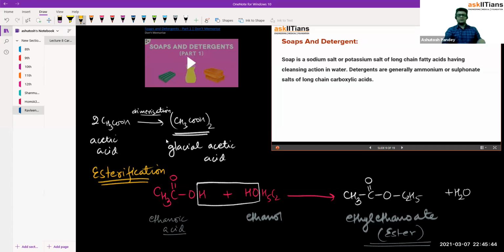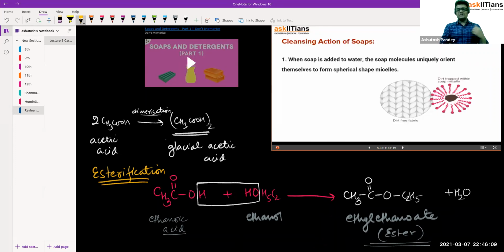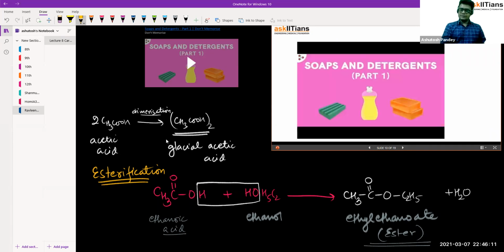Next, soaps and detergents. So what are soaps? Soaps are sodium or potassium salts of long chain fatty acids. So it is a big carbon compound, the sodium salt of an acid, having cleansing action in water. Detergents are generally ammonium or sulfonate salts of long chain carboxylic acids. Before proceeding further, we are going to watch this video, which is very important. We are going to learn a few things which are very important for this chapter. Let's watch this.